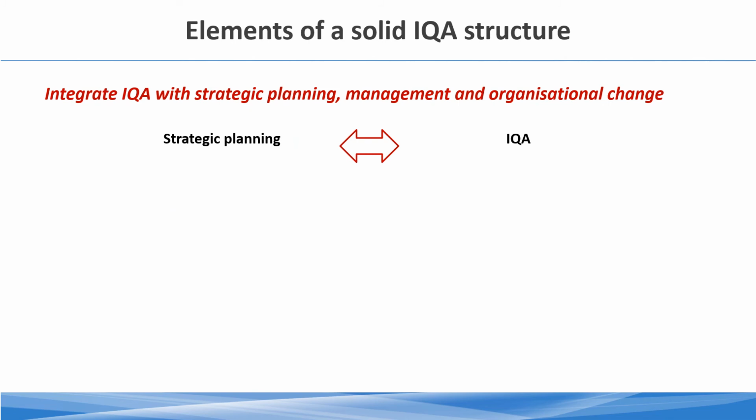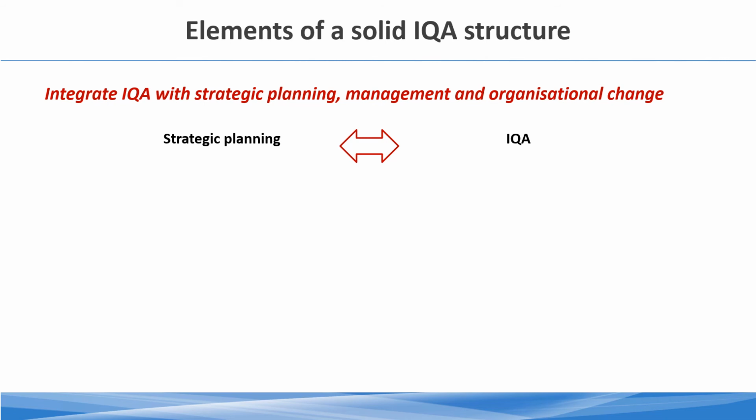In order to influence decision-making and change effectively, IQA needs to be linked to strategic planning, management, and organizational change. The integration of IQA into strategic planning is essential, both to identify actions that need improvement and to monitor the effect of decisions when they are implemented.